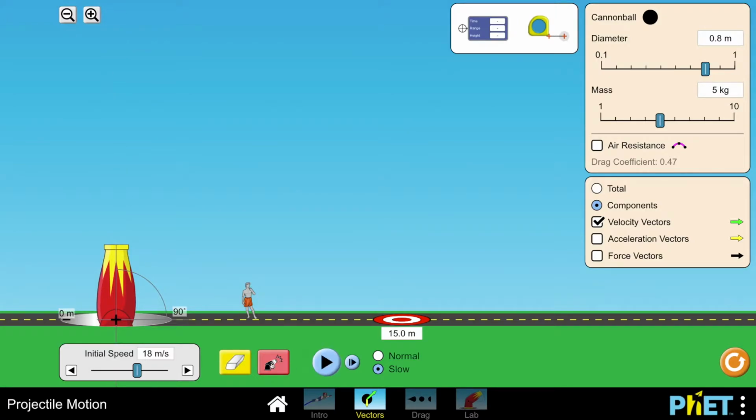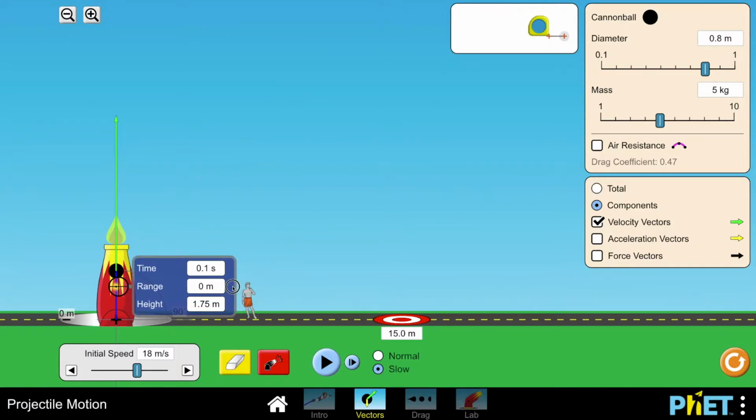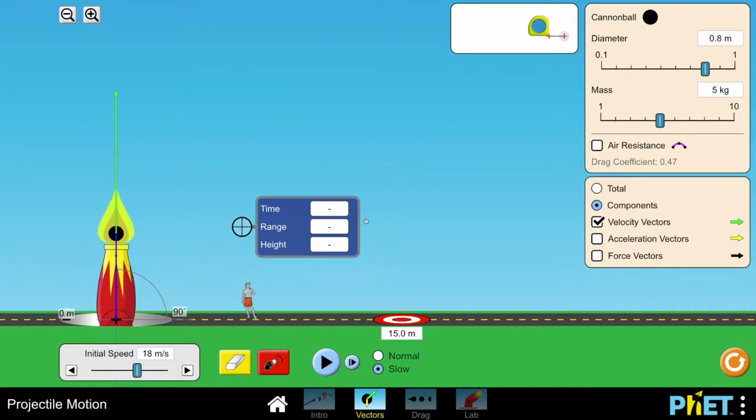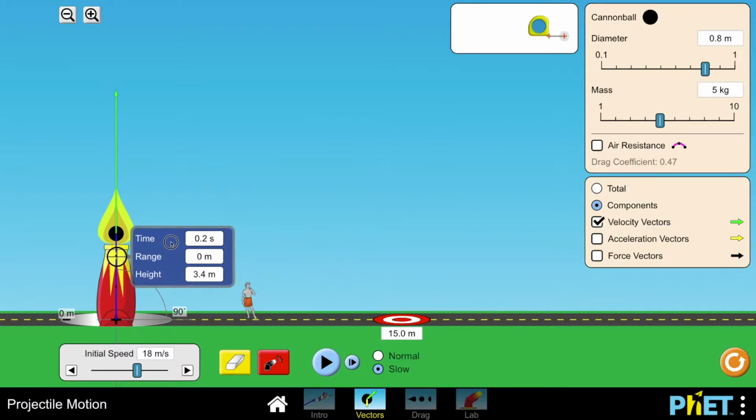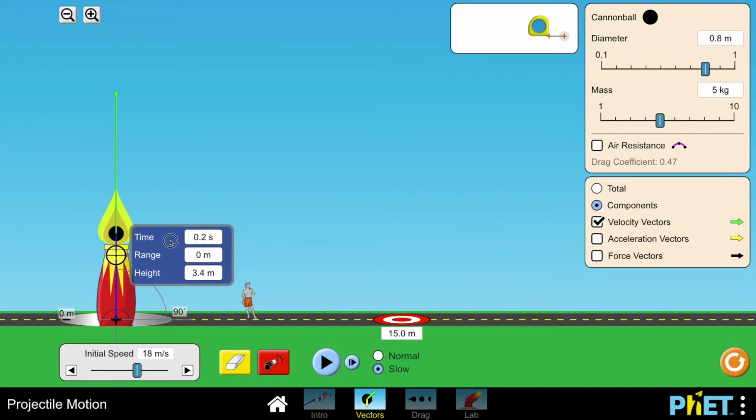Let's repeat that, but this time I'll go step by step. When we launch it, you can see wherever these markers are, that's an indication of a fixed amount of time. So that is at the 0.1 second mark. Now, as it rises, you can see that the second position at the 0.2 second mark, the distance between the first and the second point is shorter.